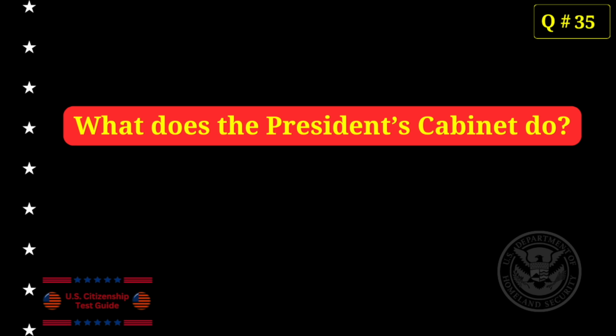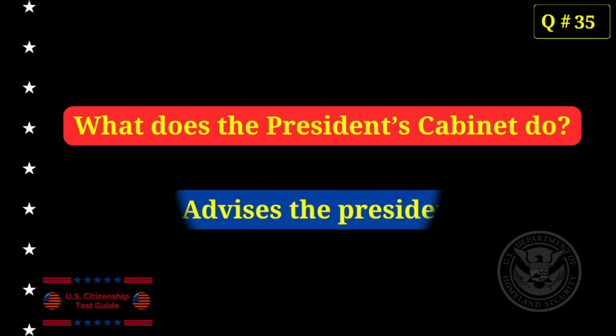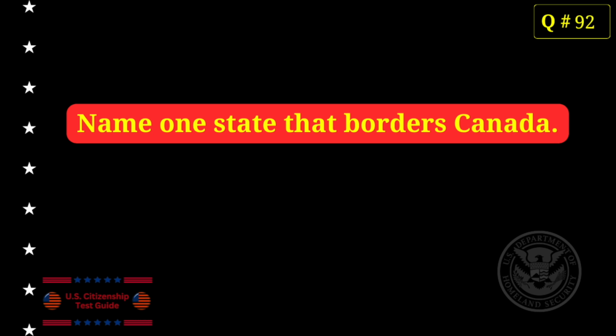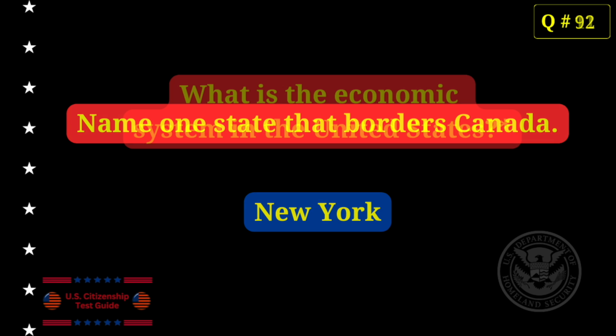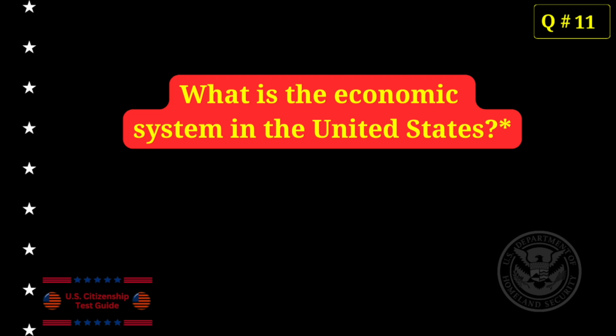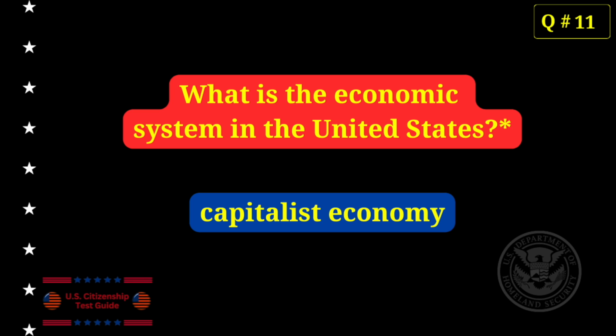What does the President's Cabinet do? Advises the President. Name one state that borders Canada. New York. What is the economic system in the United States? Capitalist economy.